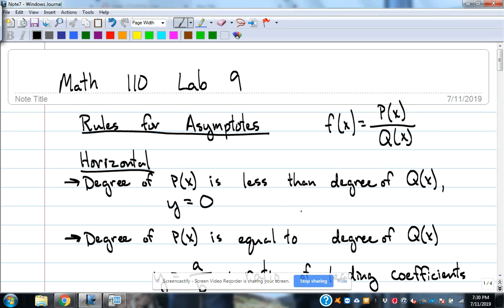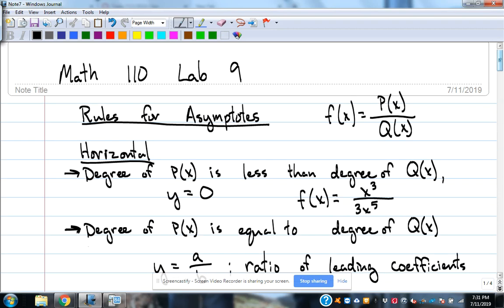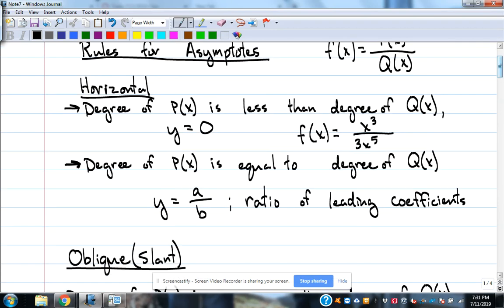Example of that would be where you have a function, maybe you have x cubed over 3x to the fifth, something like that. The degree of the numerator is to the third power, the degree of the denominator is to the fifth power. So we have a horizontal asymptote at y equals 0 for that. Another instance where you would have a horizontal asymptote would be if the degrees of the numerator and denominator were equal, and then it would be the ratio of the leading coefficients.